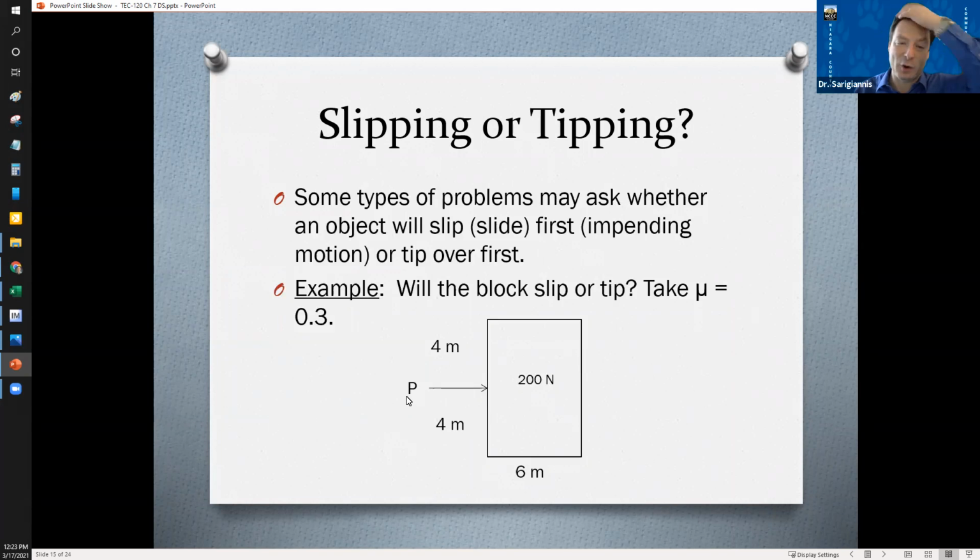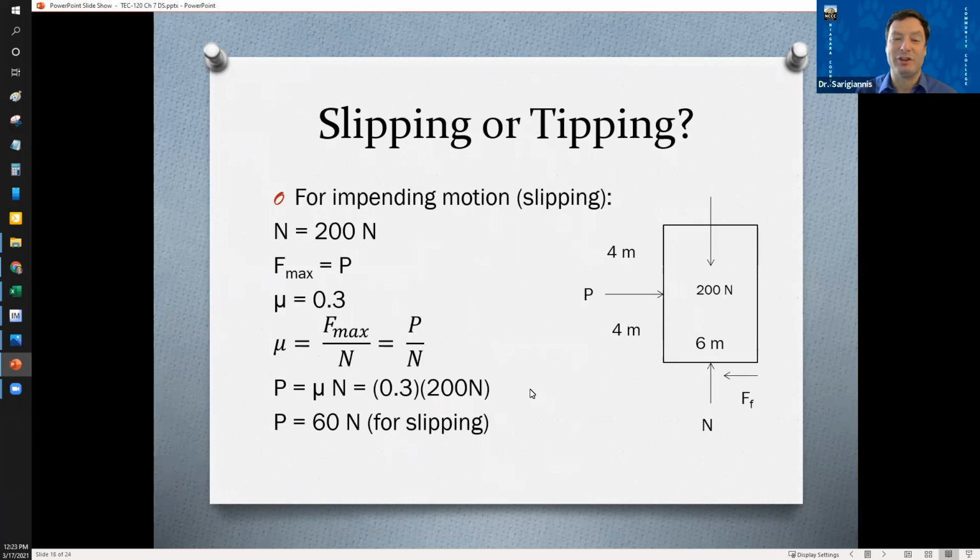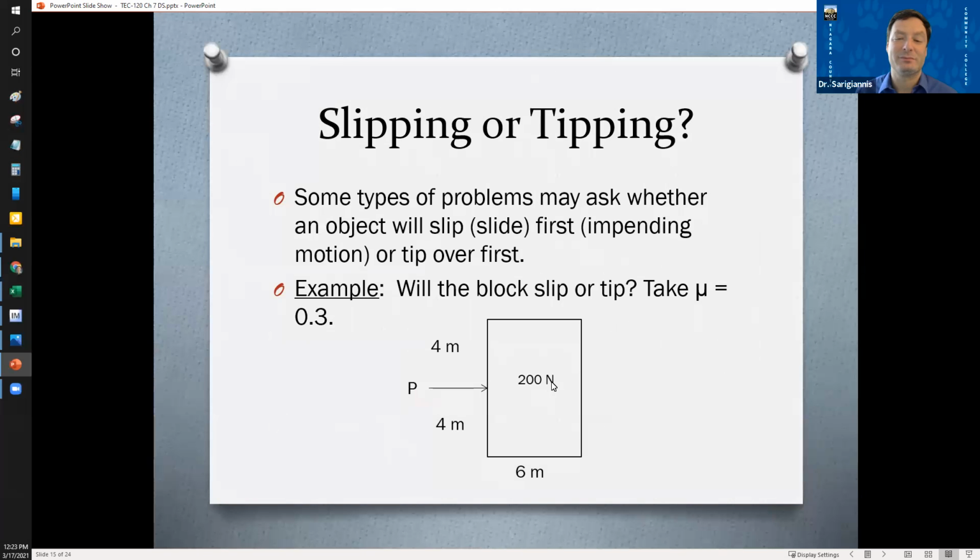Well, we've got a force, P, acting on the block. Oh, it looks like it should be 200 newtons. Let me just see something here. Oh, no, this is the weight. All right, that was not clear. You've got this force P. You've got the forces acting equal distance, right, 4 meters. This thing has a weight of 200 newtons and a dimension of 6 meters this way.